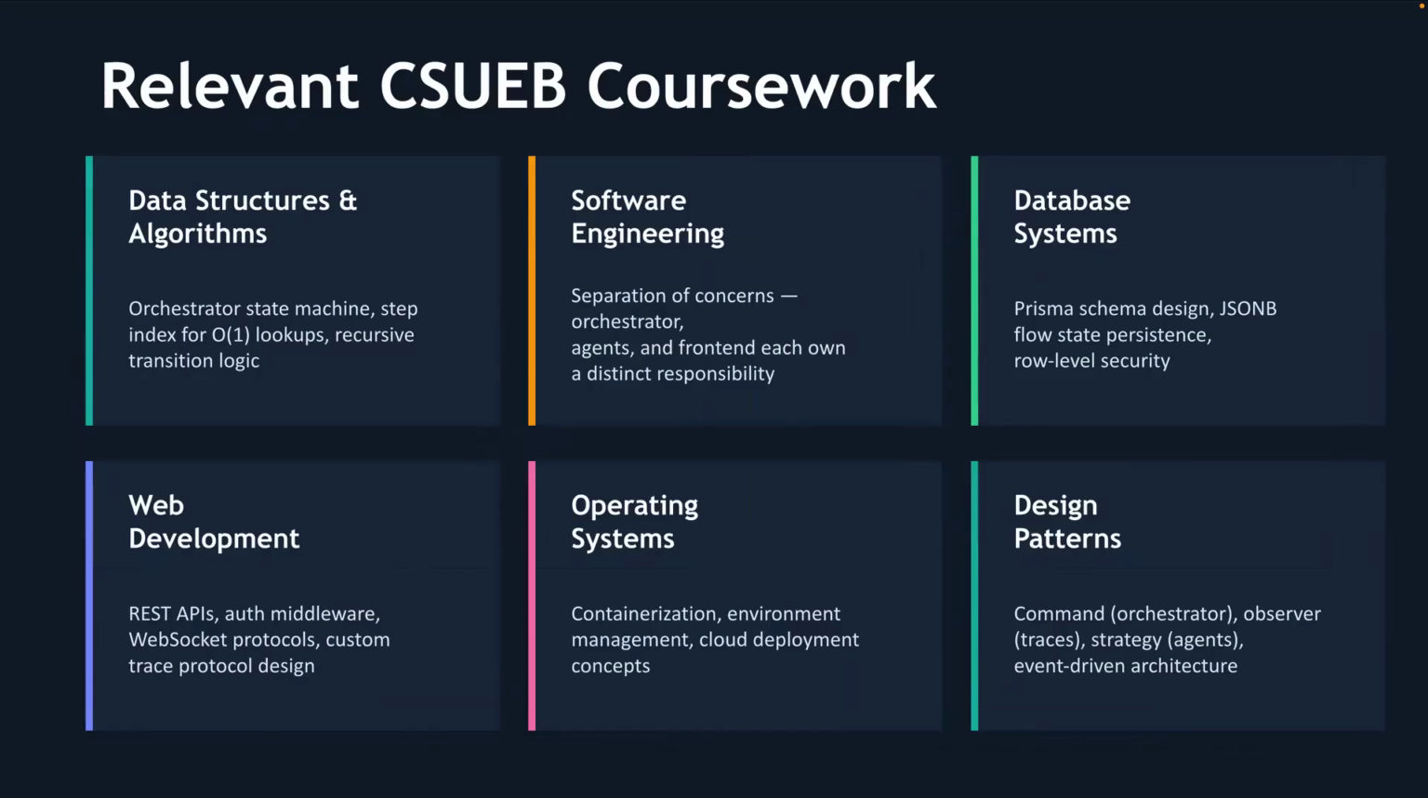The relevant CS coursework was data structures and algorithms, always very important. The state machine is a very beautiful demonstration of data structures. Software engineering, obviously: the orchestration engine doesn't know anything about the front end, the back end systems, or the auth. Everything has its own responsibilities and is isolated from each other. Database systems, obviously: Prisma schema design and ensuring row level security and persistence all come from database systems.